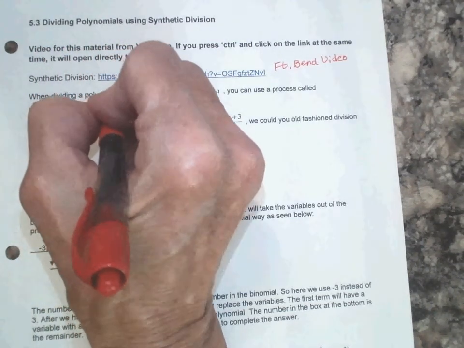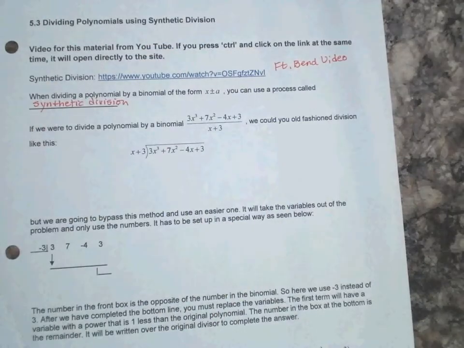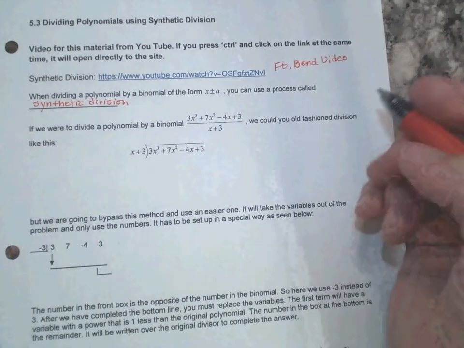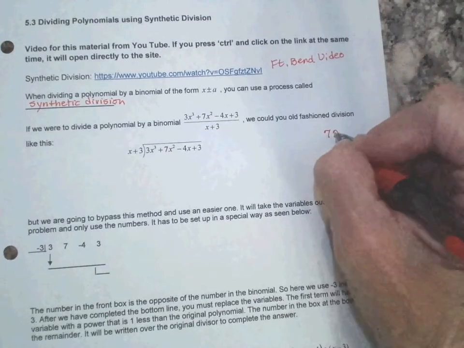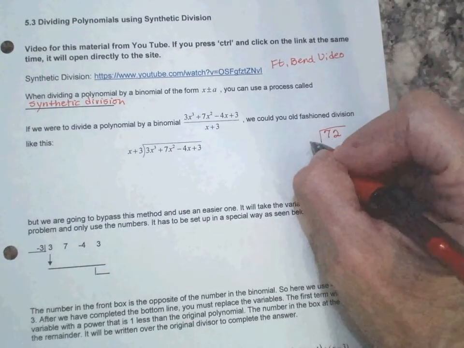Now, synthetic is kind of like man-made or made-up. But if we were to divide the polynomial by a binomial on the bottom and just a polynomial on the top, we could use old school division. You know, like if we had a number to divide, say I was going to take 72 and divide it by 2.